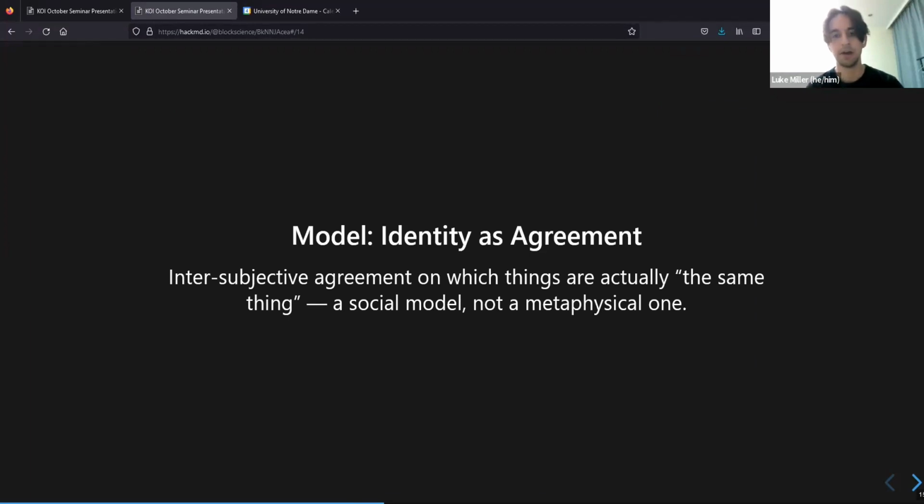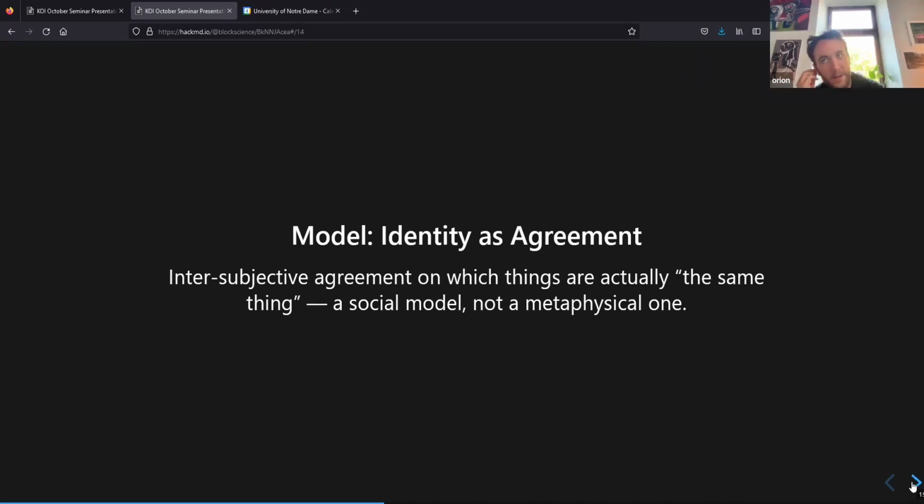So between these two axes of temporal and spatial identity, we end up with this model of identity as agreement. Our tagline here is intersubjective agreement on which things are actually the same thing. So it's a social model and not a metaphysical one. What we mean by this is that the identity of things is not inherent. A lot of it comes from what we observe in the real world, but in the end, it's a construct that we socially come to through agreement. And again, going back to our previous discussion, this doesn't mean that we have to come to a single consensus. There can be multiple consensuses and multiple different perspectives on the same identity, but it's socially constructed as a group.